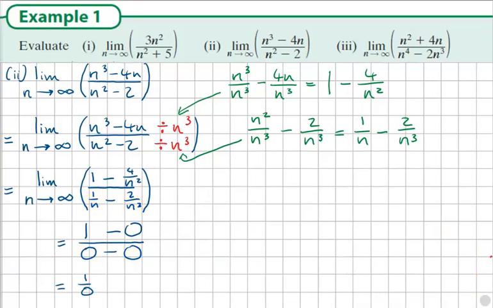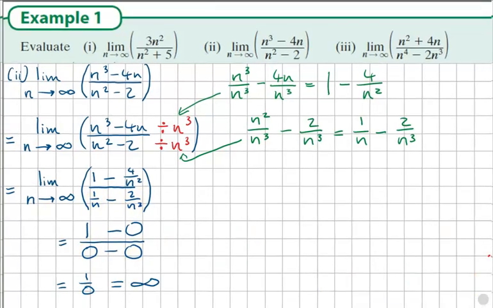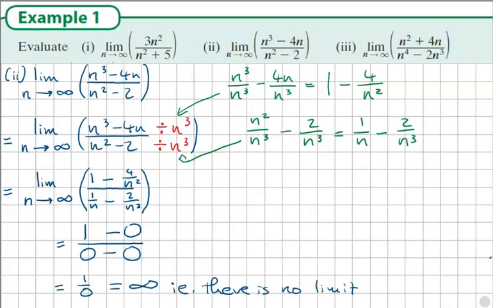So we end up getting 1 over 0, which is equal to infinity. So you can't divide by 0, so you just get an output of infinity. I.e., there is no limit. And sometimes that can happen. Sometimes there is no limit.